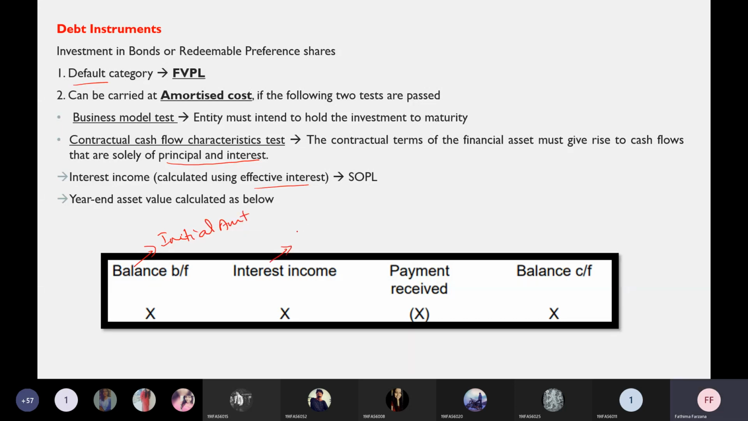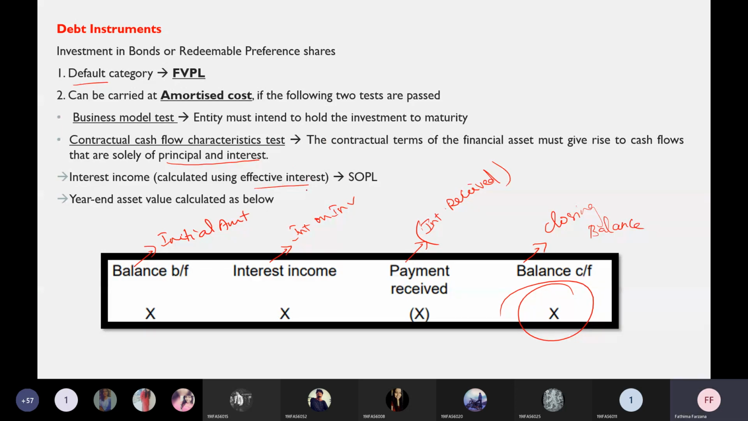And plus any interest income, interest on that investment. Then if you received interest, you have to subtract it, and then you'll have the remaining closing balance. This is how we'll be computing year-end asset value: initial amount plus interest on investment minus interest received, the remaining balance is the year-end asset value. This is how we compute it under amortized cost.